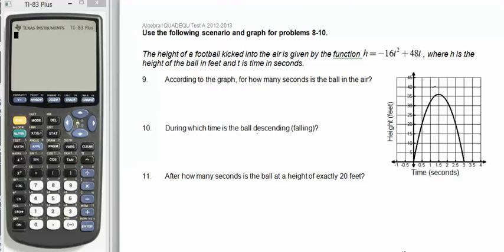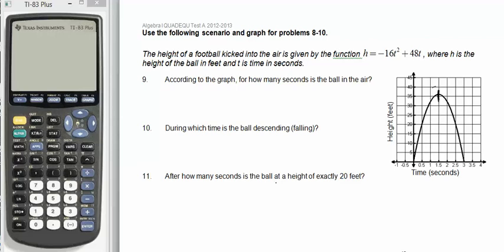During which time is the ball descending? So it's descending from, it went up to here, and then it started going down. So it's descending from 1.5 to 3. So you would write descending from 1.5 to 3.